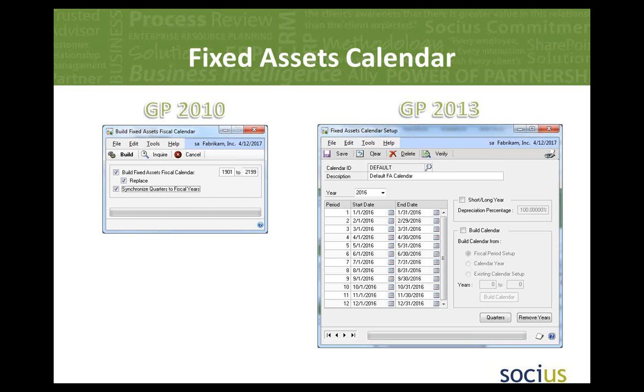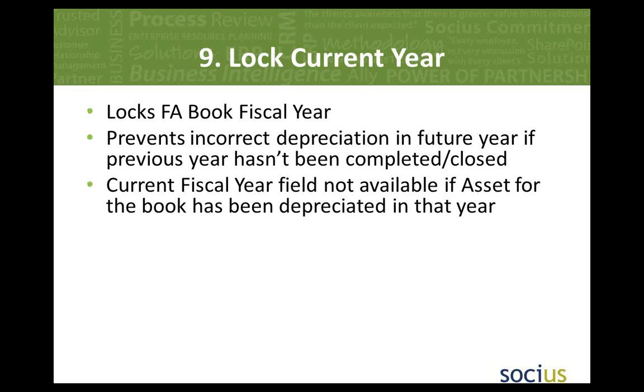Okay, the next feature I want to show you, actually this is the last feature on the list, is the year field within the book setup window. So this is under Financial Setup Fixed Assets Book. That year field previously could be changed, and that could result in incorrect depreciation in a future year if the previous year hadn't been completely closed. So what this is doing is preventing you from depreciating in the future if you haven't closed your prior year.